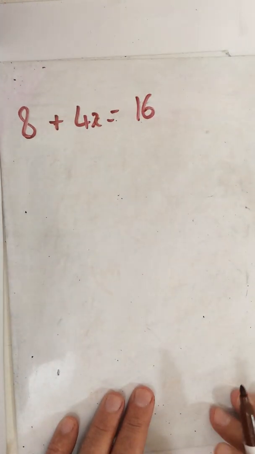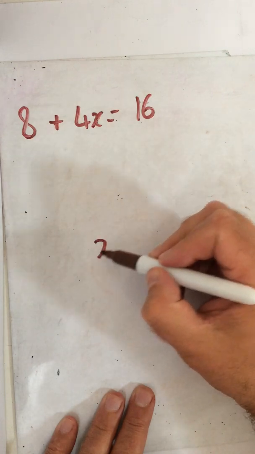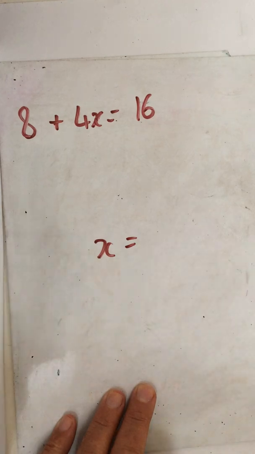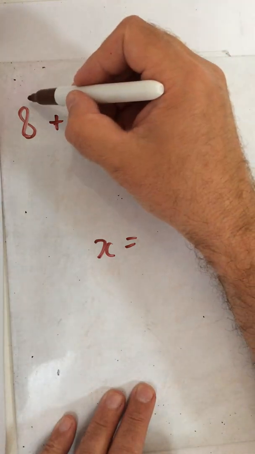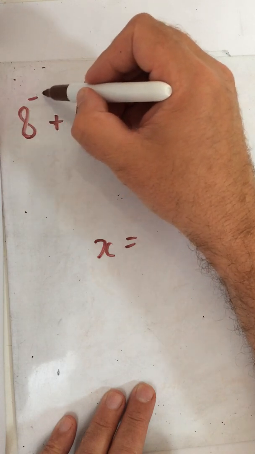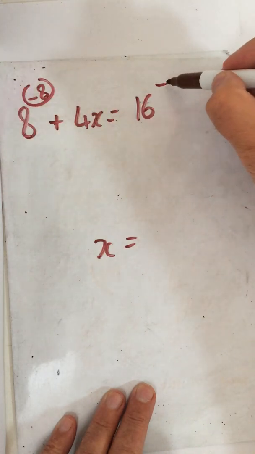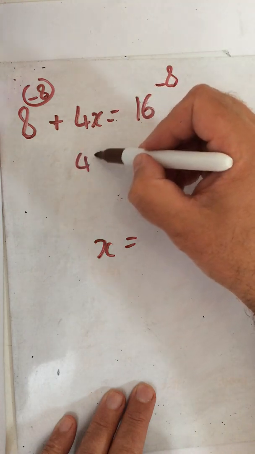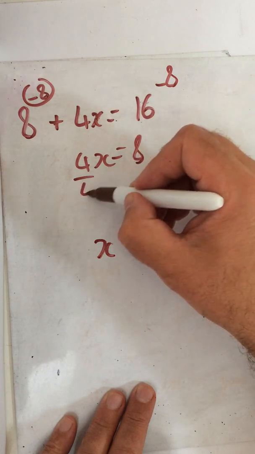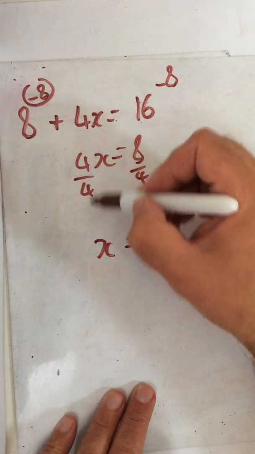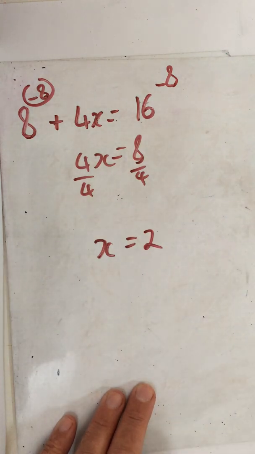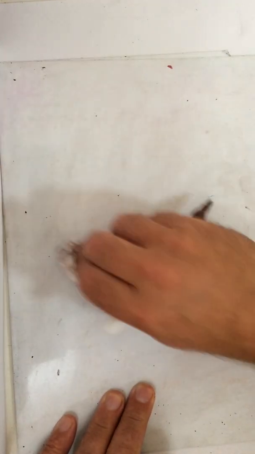Equals 16. So remember, our aim is to get x on its own and fill in that value. Here, first thing we're going to get rid of the 8. Although there's no sign there, because there's no sign, we know it's a positive. So we're going to take 8 away. We'll have 4x equals 16 take away 8, which is 8. Divide both by 4, which gives us x equals 2. Hopefully no problem with that. That's pretty straightforward.